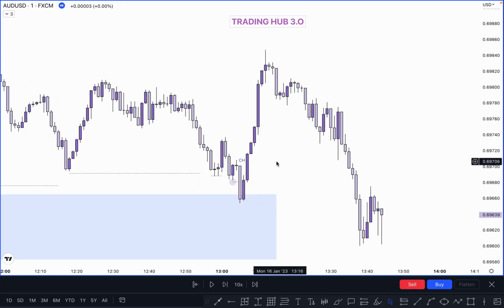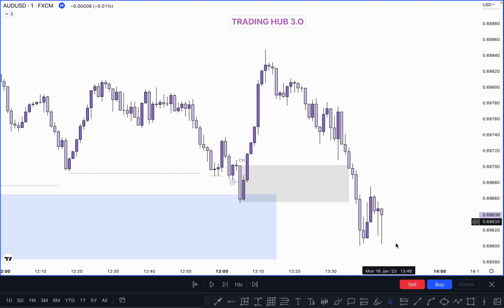Okay, look at this, why did this move happen here? If you are trying to buy here on this bullish order block, this is not valid. Why? Because the market did not create any inducement. If the market creates an inducement here, then definitely you can buy here, right?